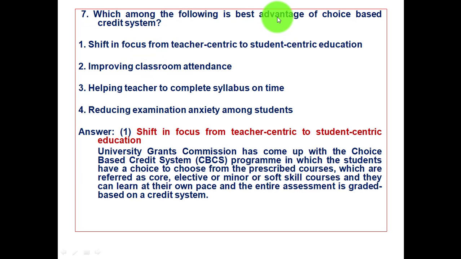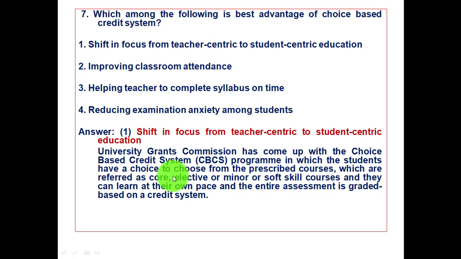Which among the following is the best advantage of choice-based credit system? Okay, choice-based credit system. I'm giving you a brief introduction about that. The University Grants Commission, that is UGC, has come up with the choice-based credit system, shortly CBCS program, in which the students have a choice to choose from the prescribed courses, which are referred to as core, elective, or minor or soft skills courses, and they can learn at their own pace, and the entire assessment is graded based on a credit system. So choice-based credit system is entirely student-centric.